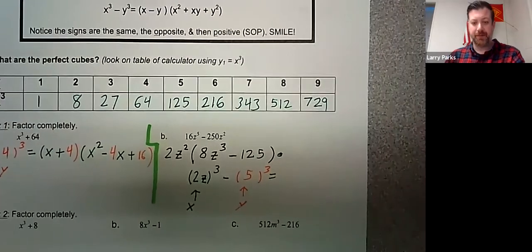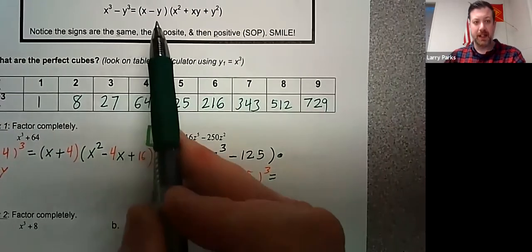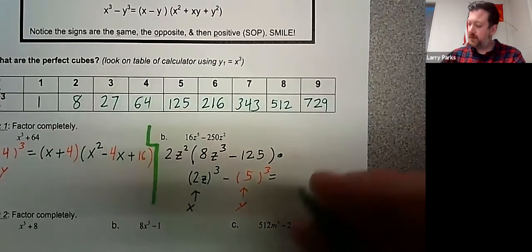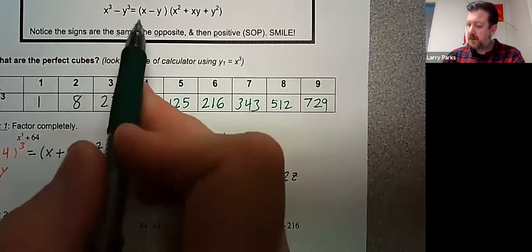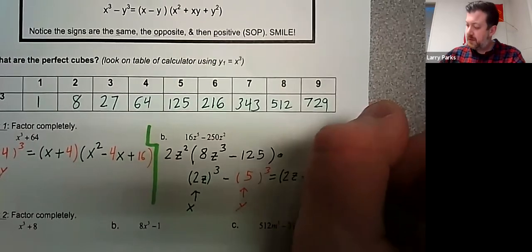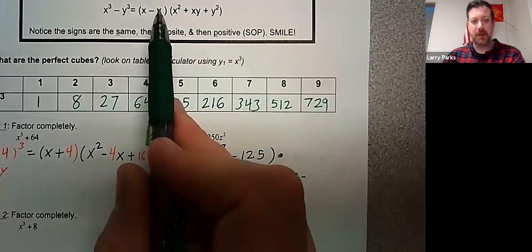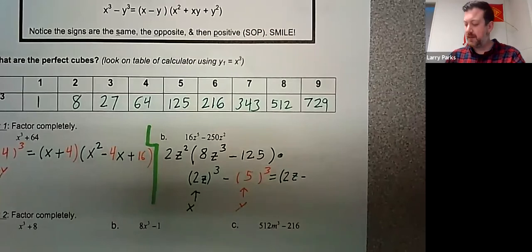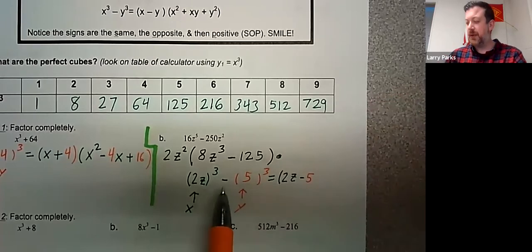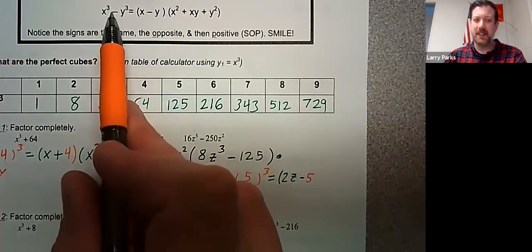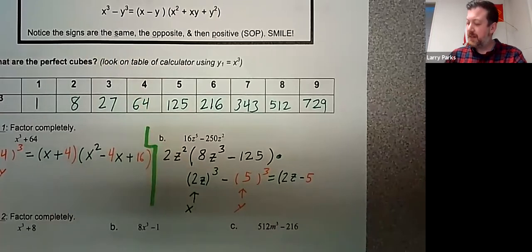Let's see. X, 2z. And then a minus. Then it says to put the y. Well, y is 5. Notice y is not negative 5. You don't carry that sign over because it's part of the factoring formula. So I got 2z minus 5.